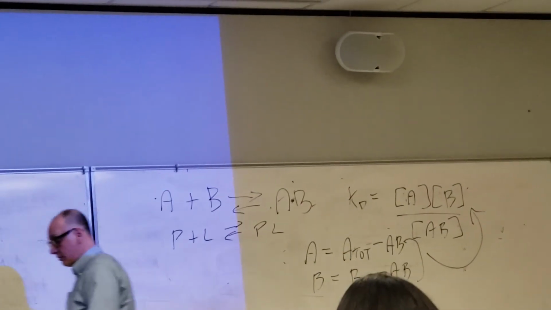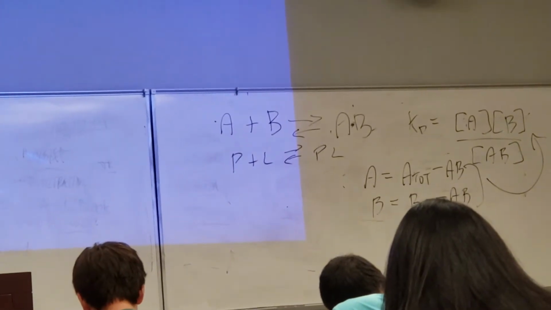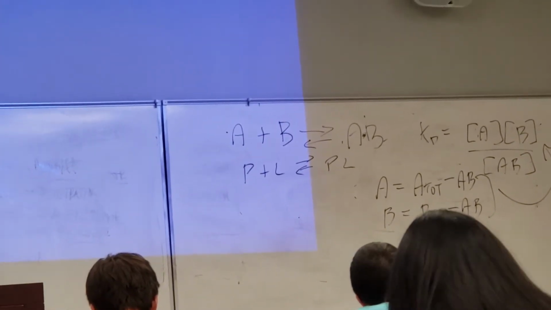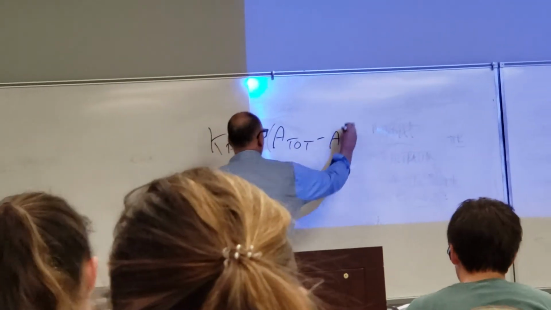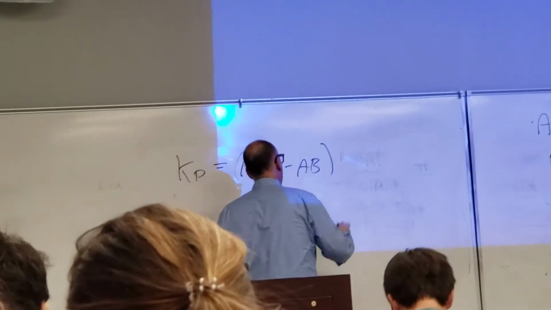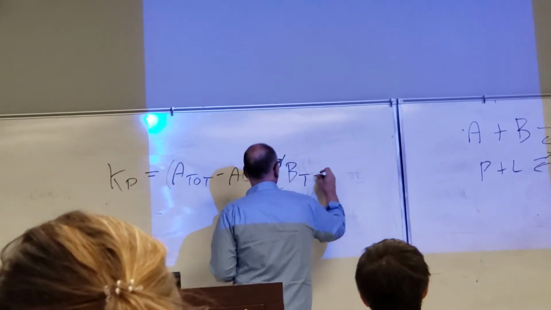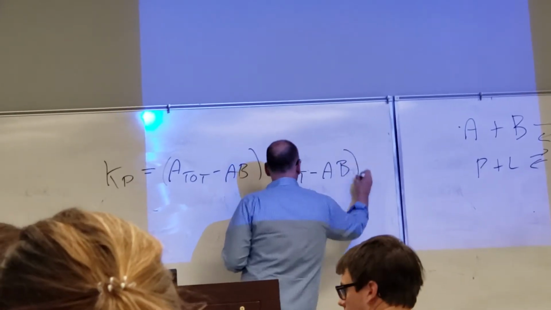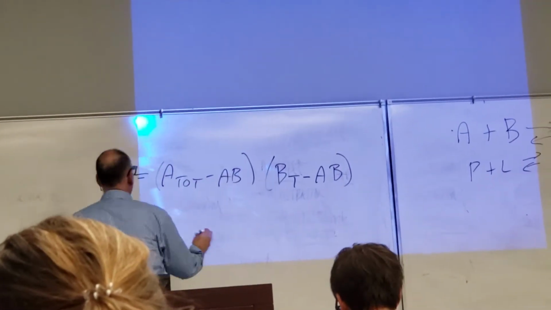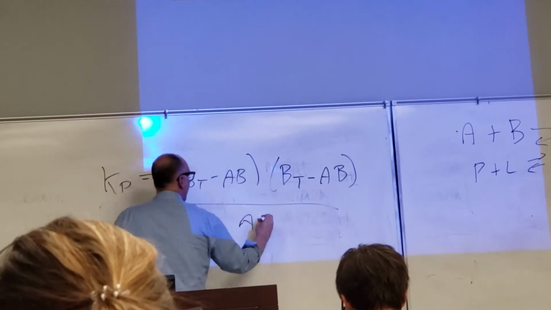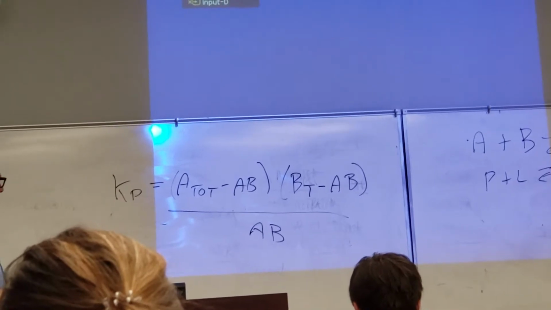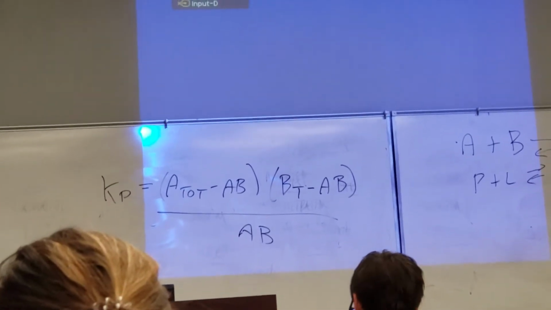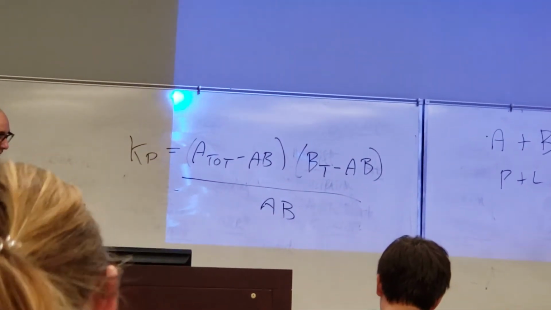So now my KD is just simply going to be equal to A total minus AB, B total minus AB. I'm going to keep the bottom the same because I haven't done anything with that. And that's just over AB. All right, everybody's following there. Simple substitution, right? Okay, so what I'll do next.